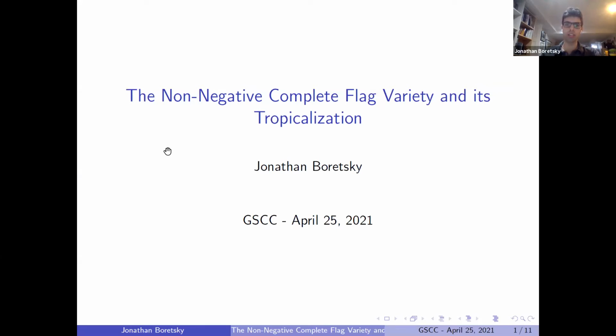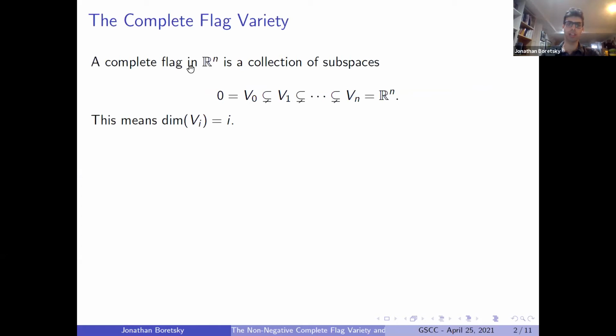So let's start with the non-negative complete flag variety. And before we get there, let's actually start with just the complete flag variety without the non-negative adjective. So a complete flag is going to be a collection of subspaces, V_0 contained in V_1 all the way up to V_n. Notice I have n subspaces and the inclusions are strict. So this means that the dimension of the ith subspace has to be i.